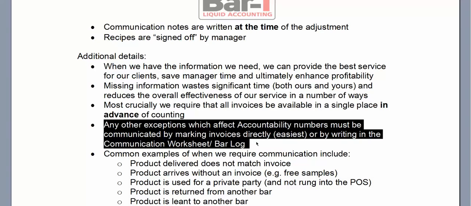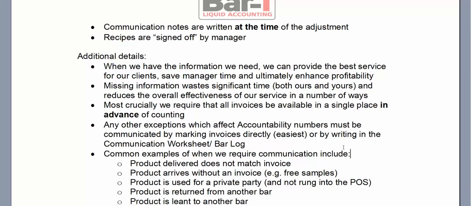Anything that is not coming into the bar via an invoice and leaving via a sales report or being rung into the point of sale system, any of those types of events are going to affect your accountability, because it means that you've either received or used product and we don't know about it. They need to be communicated by ideally marking on the invoices, or second best option is to write on that communication worksheet / bar log.